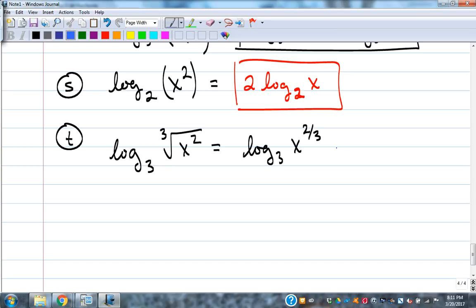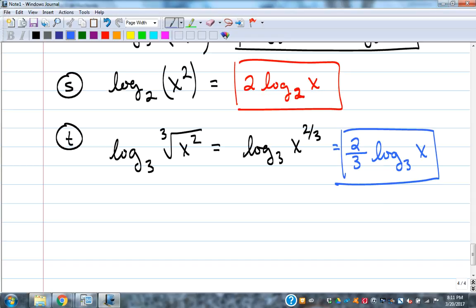And then we can employ the power rule. We don't have a rule for radicals. We have a power rule. So that 2/3 comes out to the front. And it's log base 3 of x. We're going to remember, hey, this is an exponent rule. So we need to rewrite things as exponents.